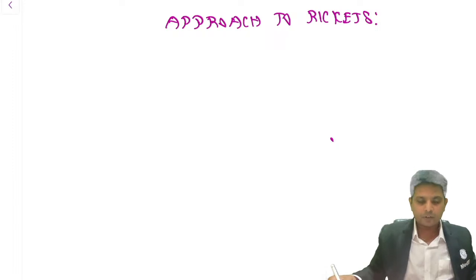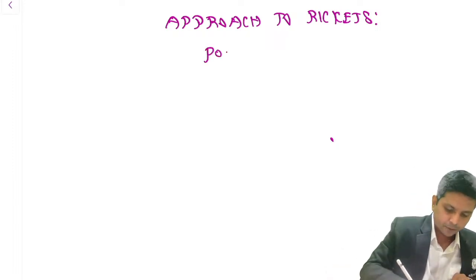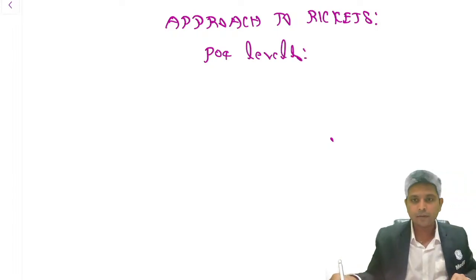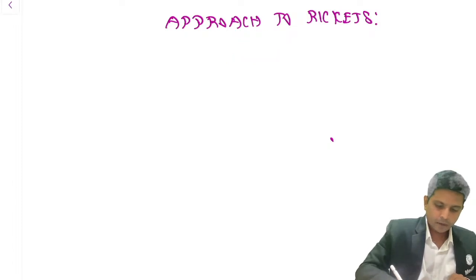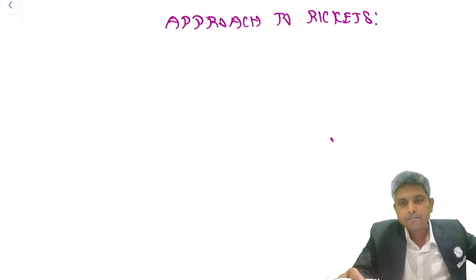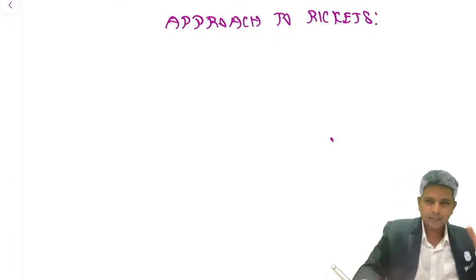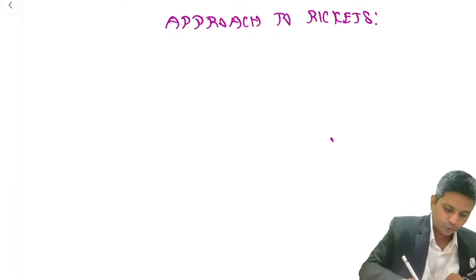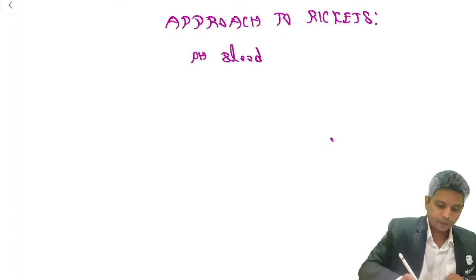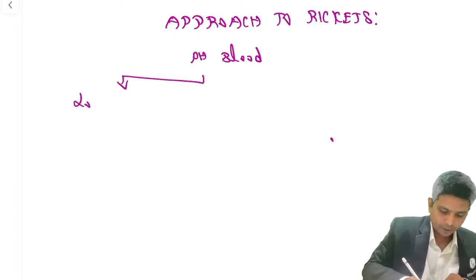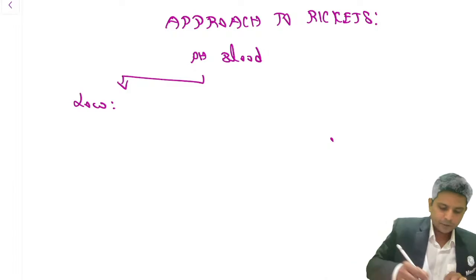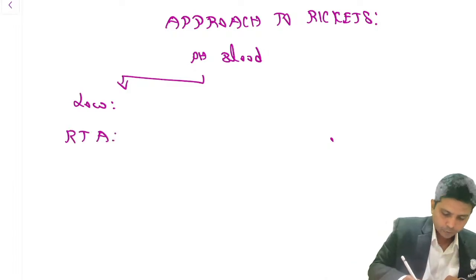Whenever you have rickets, the first thing you need to look for is phosphorus levels. Remember, rickets is mainly based on the level of phosphorus rather than level of calcium. The first thing is you need to go for blood pH. If blood pH is low, it is due to renal tubular acidosis.